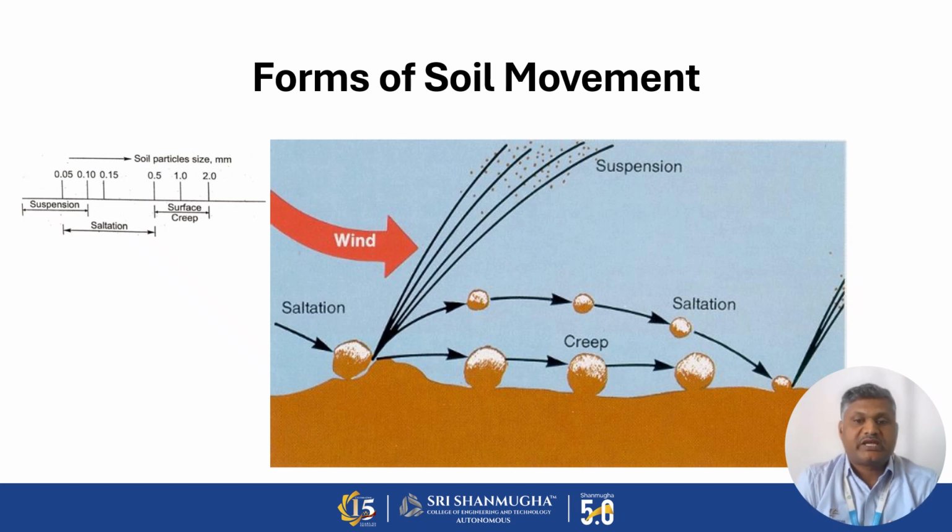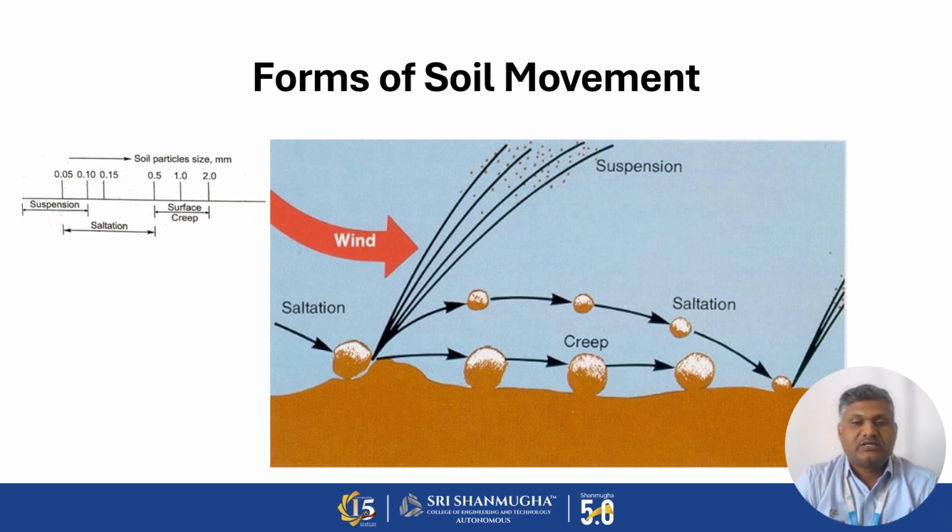And also the second stage, saltation: the medium size particles, starting from 0.05 to 0.5 millimeter diameter, will float on the surface just below the suspension particles, since the density of the particle is higher than the suspension particle size. Also it will be thrown out and transported from one place to another place.